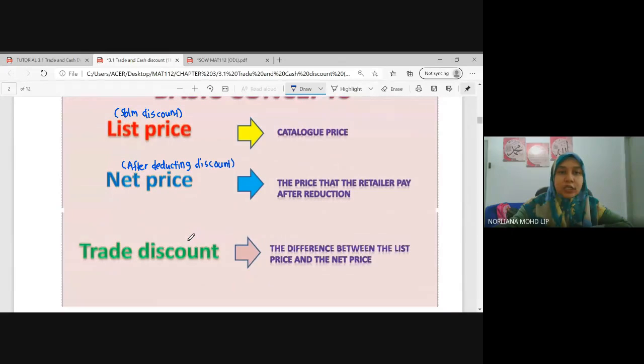And the third one is the trade discount. Okay, the trade discount is the discount between the list price and the net price. Ni jumlah diskaun lah, beza antara list price minus net price. So ni discount lah. Awak boleh gunakan simbol ni lah, LP, list price, and the net price is NP, net price. Okay, this is the term involving trade discount.